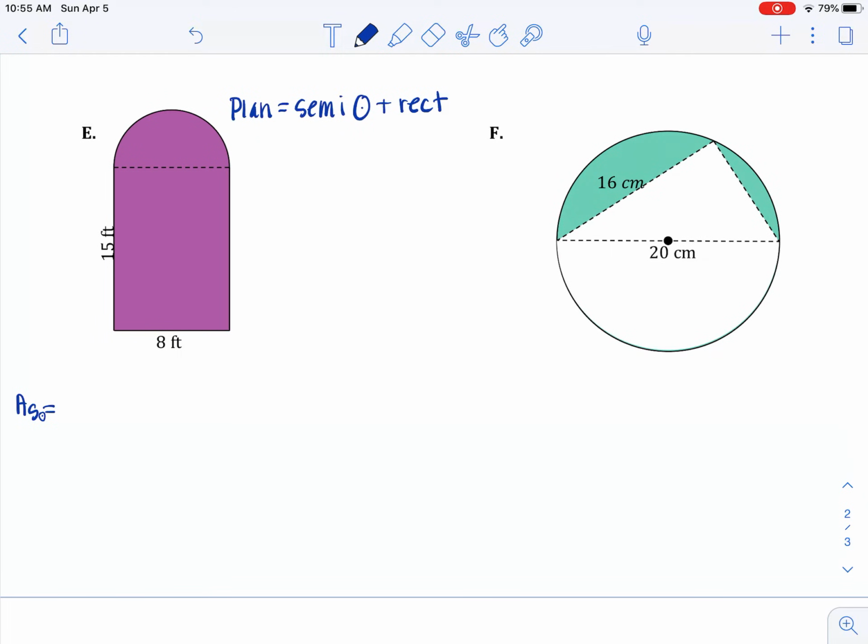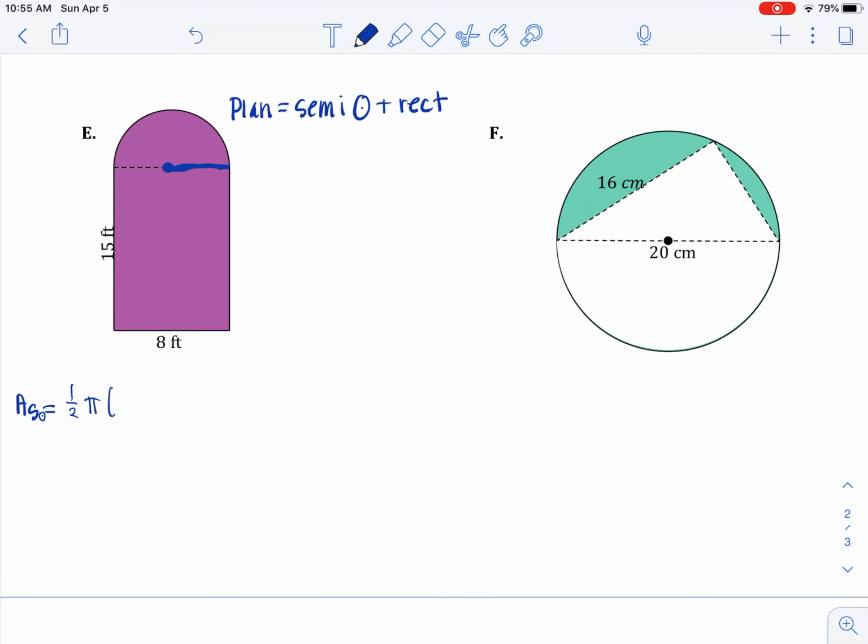So area of the semicircle is 1/2 of pi r squared. There's not 2 of them, so I'm not going to change it to pi. I'm not going to change it to get rid of the half. There's just 1, so I'm going to keep the 1/2 there.